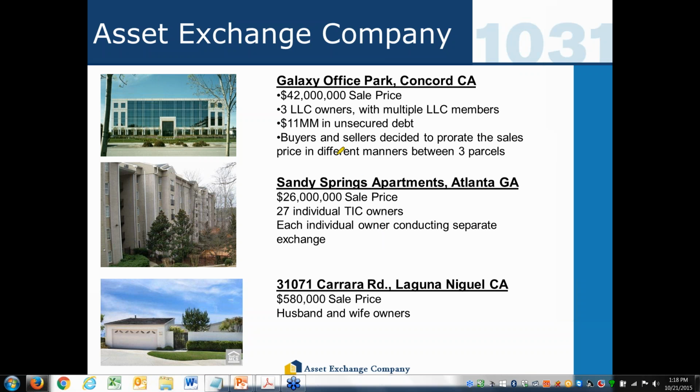Now, I would love to sit here and tell you that all of the deals that I work on in my office are $42 and $26 million deals, but they're not. The vast majority of real estate that is exchanged throughout the country is typical of this Laguna Niguel property.